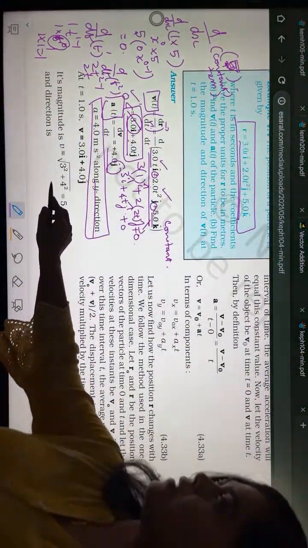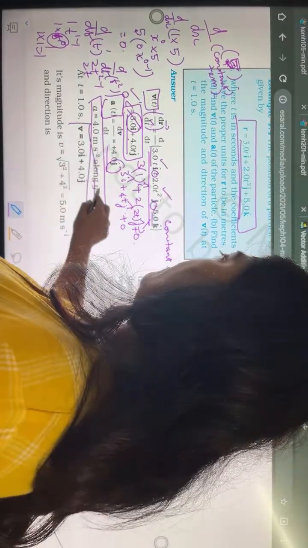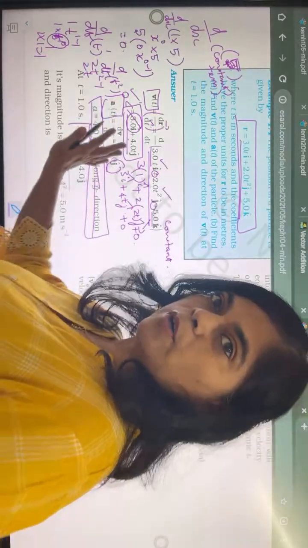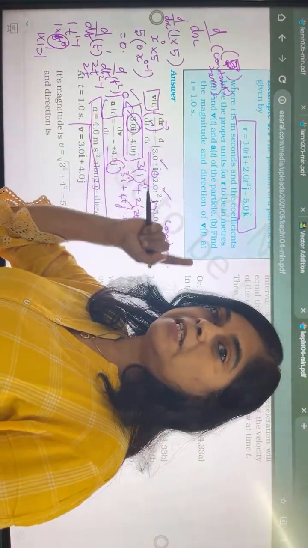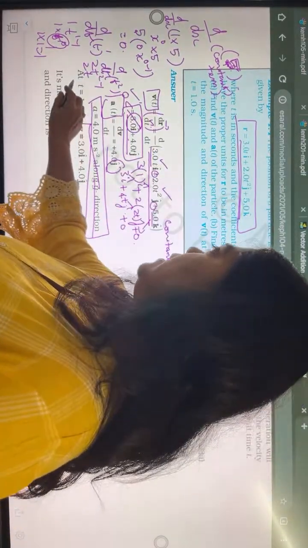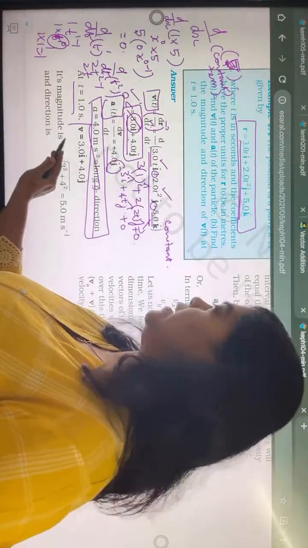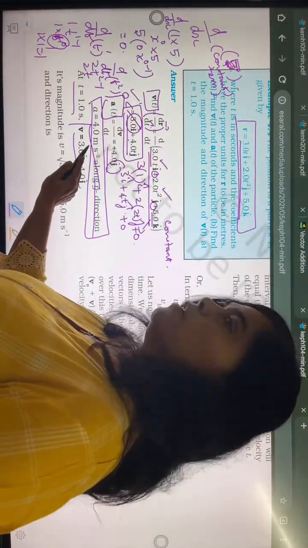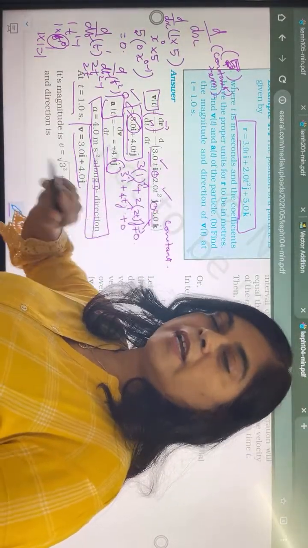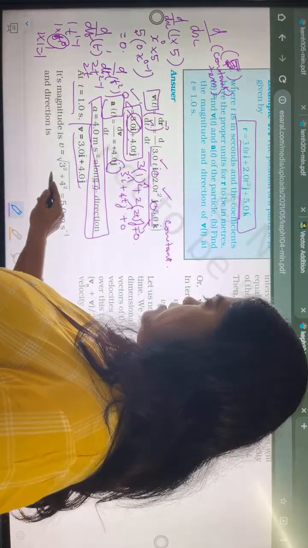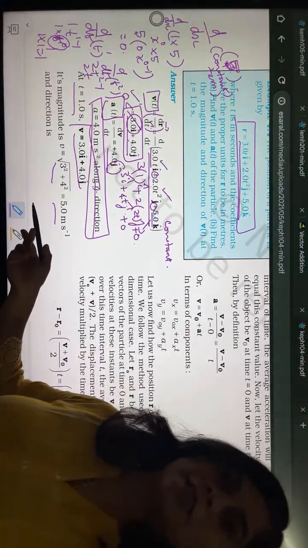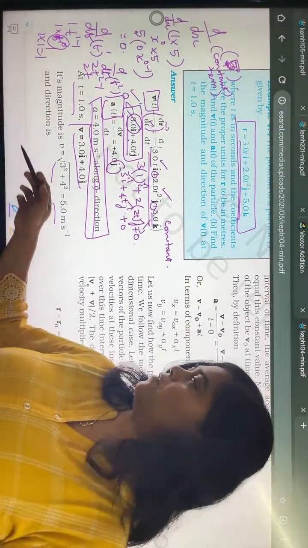Now the first part is over. Okay, v of t and a of t we found. What is the second part? At time t is equal to 1 second, you need to find the magnitude and the direction. First you can find the magnitude. What is the magnitude? The sum of the squares of the coefficients of i and j, and then take the root. Clear? 3 square plus 4 square. So 3 square is 9, 4 square is 16, so 25 is there, root 25 is 5.